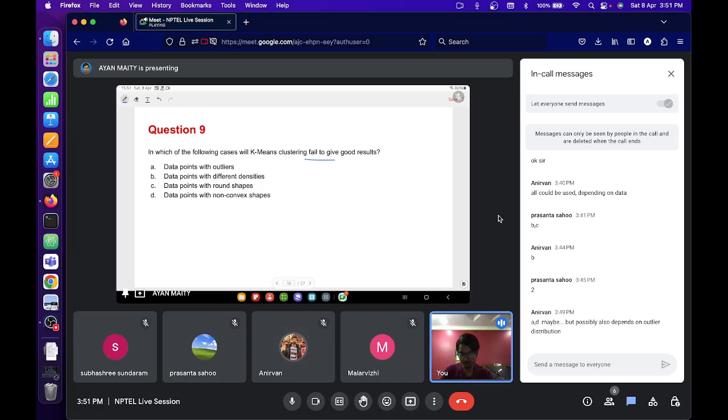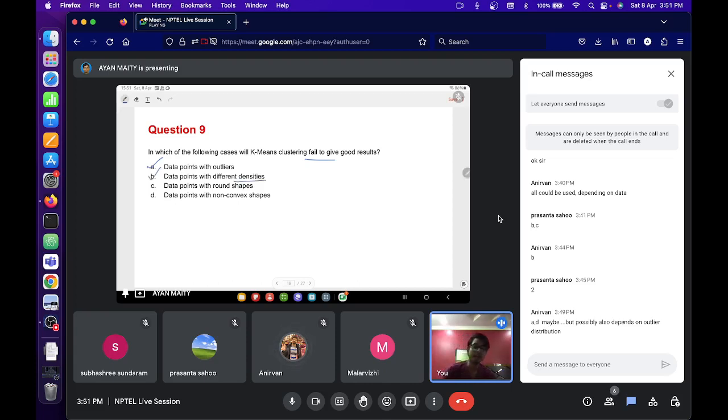So the first option is data points with outliers. Option A is one of the correct answers. A is correct, and it is well known that k-means doesn't work well with outliers. If there are outliers, it might not be able to detect those outliers properly, so it would not give a good result with those outliers.